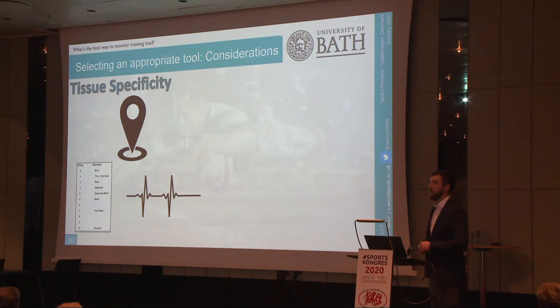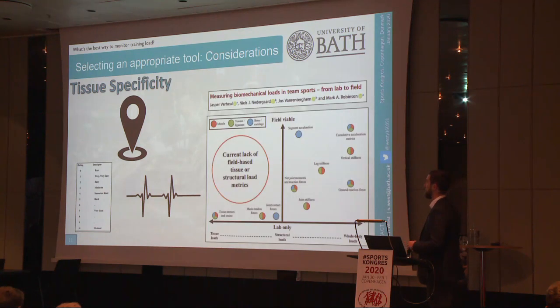And then again, this isn't something that I've personally done a lot of work in myself, but to some degree, when we think about GPS, heart rate, RPE, we're talking about kind of global load. But in some cases, we might actually want to look at a tissue-specific level. So this was a nice paper that came out a couple of weeks ago, or even last week, just looking at it from a biomechanical perspective.